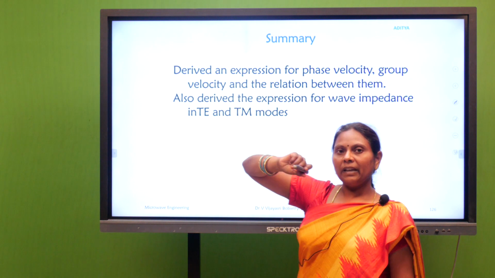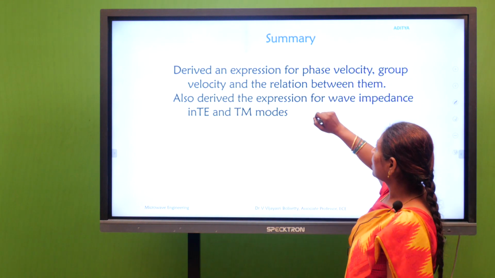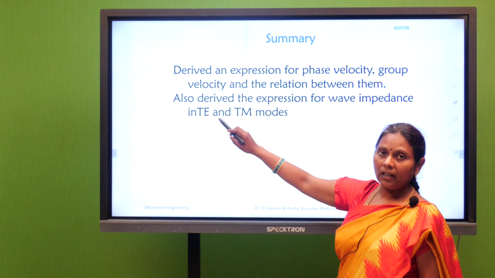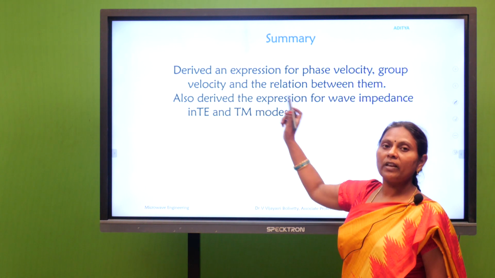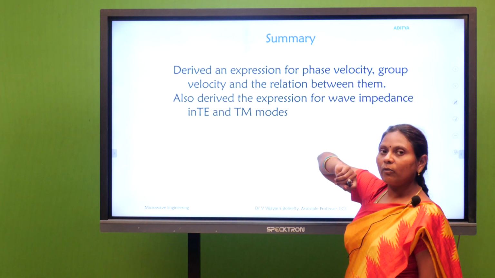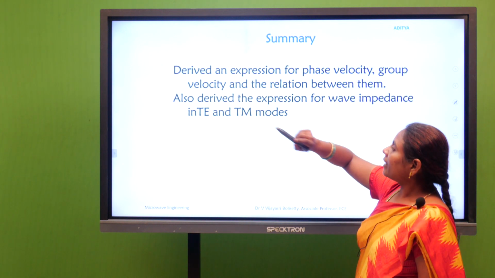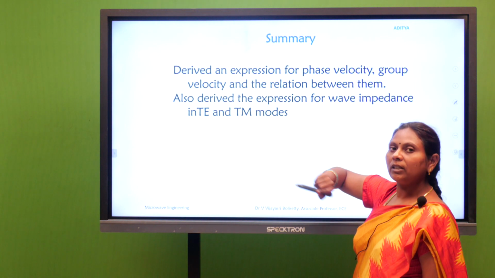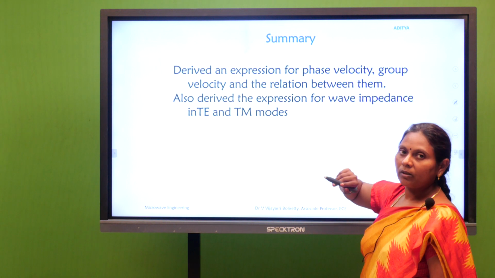So, in the beginning we have derived the expression for the guided wavelength, phase velocity and group velocity, and have obtained the relation between phase velocity and group velocity as Vp into Vg is equal to c square, and also we have derived the expressions for the wave impedance in both TE mode and TM mode.